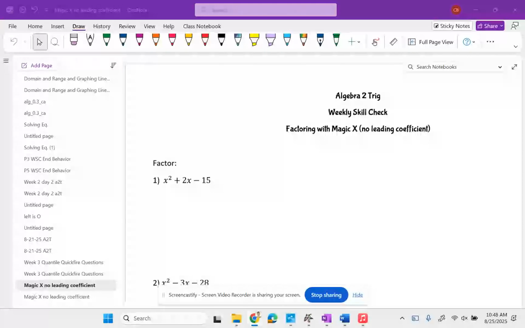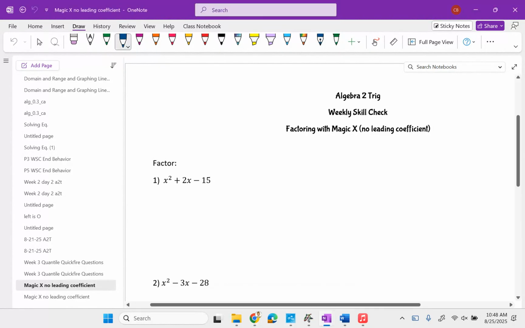All right. This is about having good multiplication skills right now. All right. So our instructions say that we have to factor. Okay. Notice it has 3 terms. So we have 3 terms and it says to factor. So I am going to do something I call the magic X.